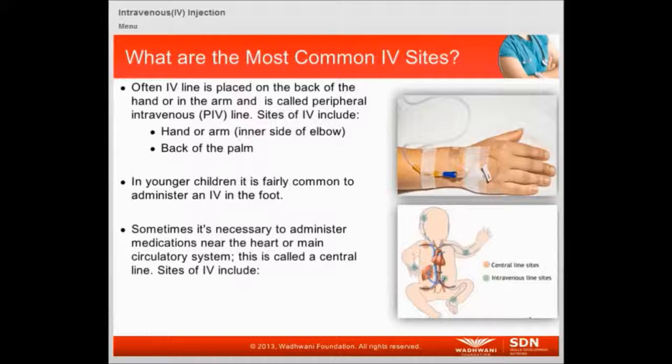Sometimes, it's necessary to administer medications near the heart or main circulatory system. This is called a central line. Sites for IV include the neck and femoral.